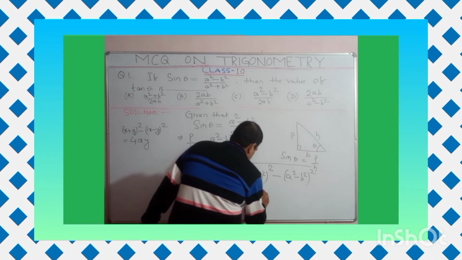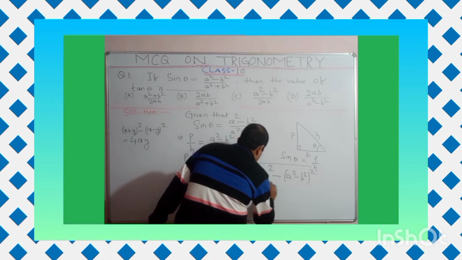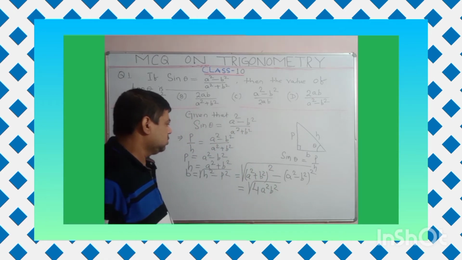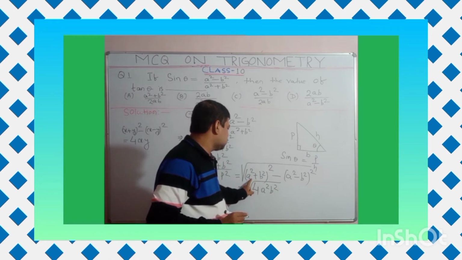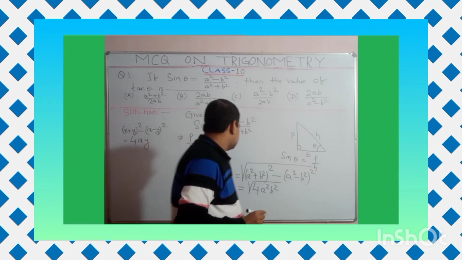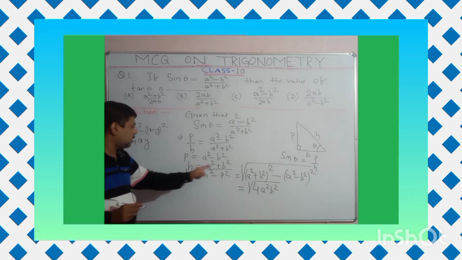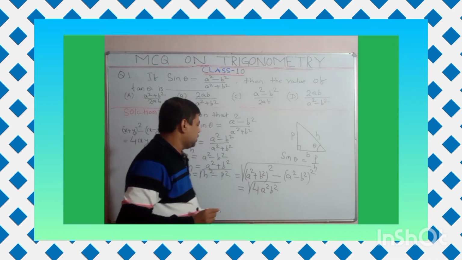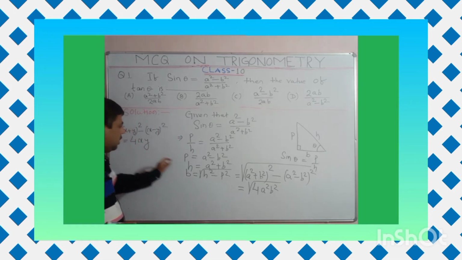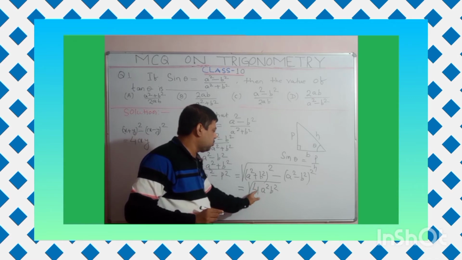4xy. X means a square, y means b square, and we have to give the root over it. So under the square root you see (a square plus b square) whole square minus (a square minus b square) whole square. This is in accordance with the formula (x plus y) whole square minus (x minus y) whole square is equal to 4xy. Here x stands for a square and y stands for b square, so it will be 4xy. 4 into x means a square, y means b square, so 4 a square b square.